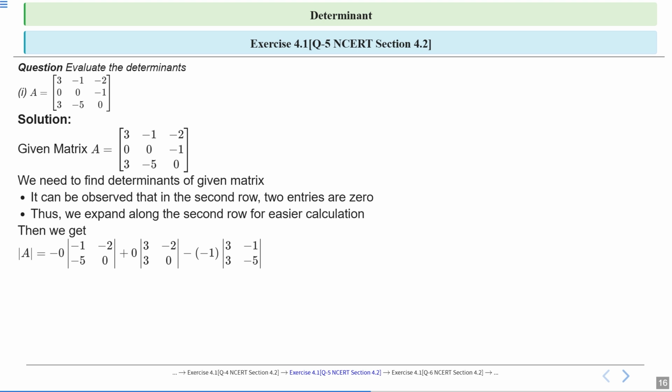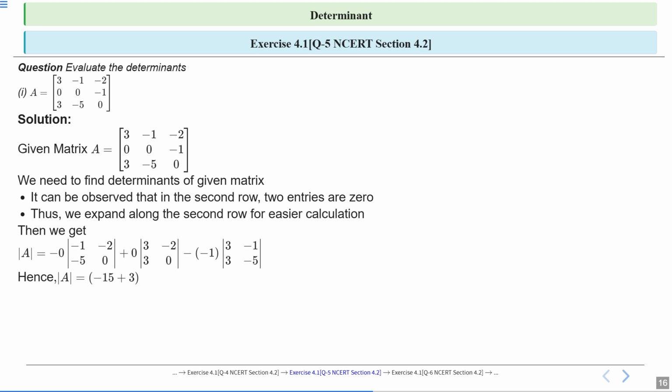element is minus 1. We get minus because the indices are 2, 3. And minus 1 to the power 2 plus 3, that is 5, that is odd. So minus 1 to the power 5 is minus. So we get minus into minus 1 into the determinant of the matrix 3, minus 1, 3, minus 5. And we obtain this by cancelling the third column and second row. Okay.